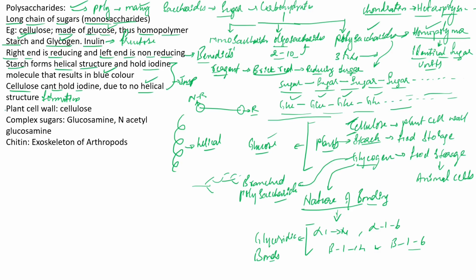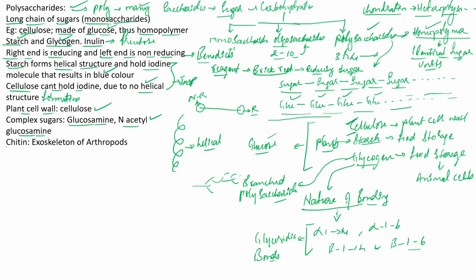Now, finally, let us look into some examples of polysaccharides. Cellulose, as we have discussed, is mainly found in the plant cell wall, right? And there are some chemically complex modified sugars, for example glucosamine, and one more is N-acetyl glucosamine. These are complex chemical sugars where certain modifications are made to the carbon structure of that particular sugar. These are all modifications of glucose only.